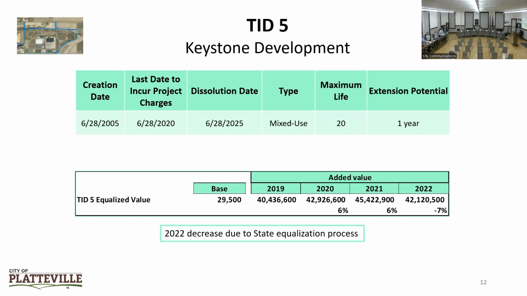But the state then does their sausage making with the equalization process. The timing of that is early in the year when the assessors file the MAR report, and it's later in the year when the equalization process completes. And so sometimes there are some differences generated through timing. So that's why there was a decrease in TID 5. Okay, so moving to the next slide.